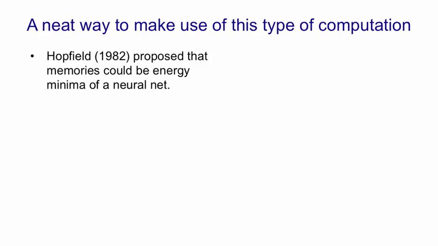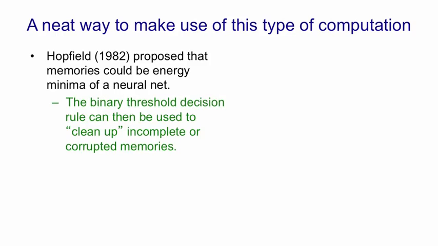Now what Hopfield suggested was that we could make use of this kind of energy-based model that settles to a minimum of its energy for storing memories. So he had a very influential paper in 1982 that proposed that memories could be energy minima of a neural net with symmetric weights. The binary threshold decision rule can then take partial memories and clean them up into full memories. So the memory could be corrupted by part of it being wrong, or part of it could just be undecided, and we can use the net to fill out the memory.